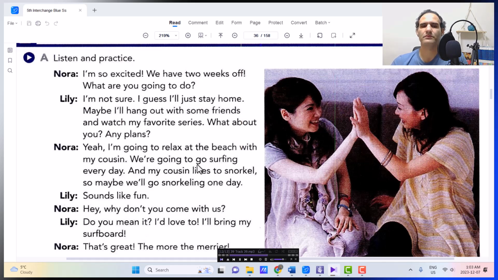We're gonna go surfing every day. We're gonna go surfing. So they have talked about it. Probably they are taking some surfing gear for that. And my cousin likes to snorkel, so maybe we'll go snorkeling one day. So about surfing, they have planned. They have decided. But about snorkeling, maybe we'll go snorkeling. So about that one, they haven't planned.